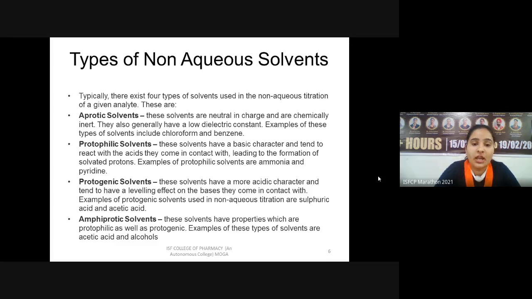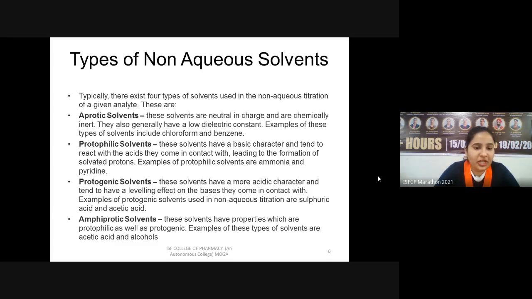The protogenic solvent is going to give a proton to a weak base as well as a strong base, so hence it is also known as a leveling solvent. Examples of protogenic solvents which are used in non-aqueous titrations are sulfuric acid and acetic acid.